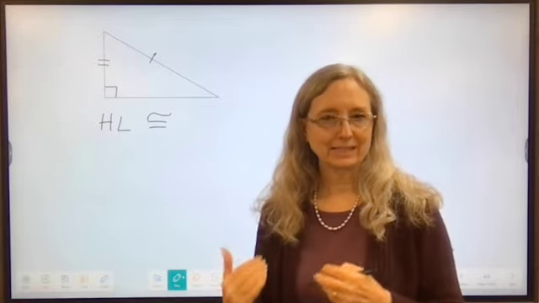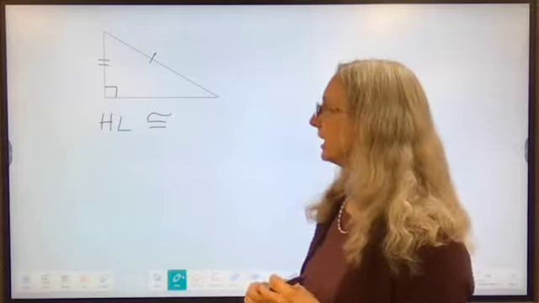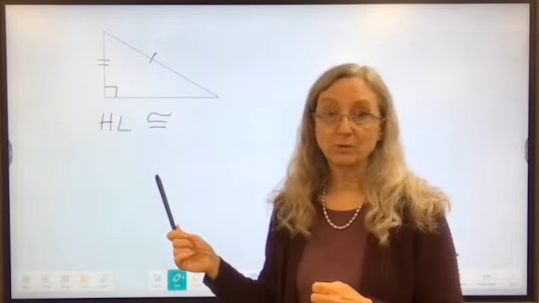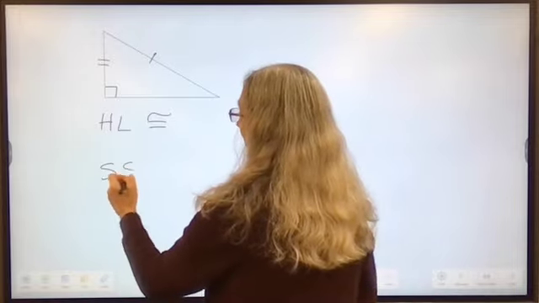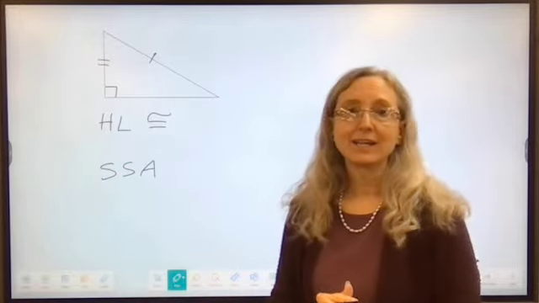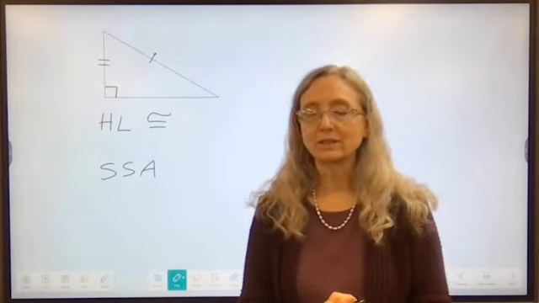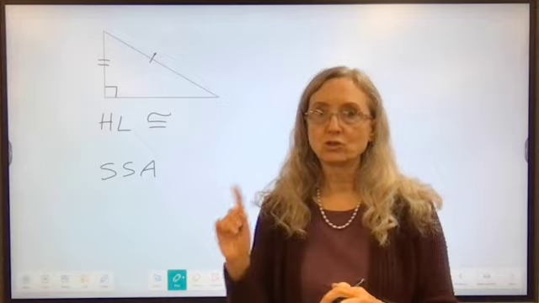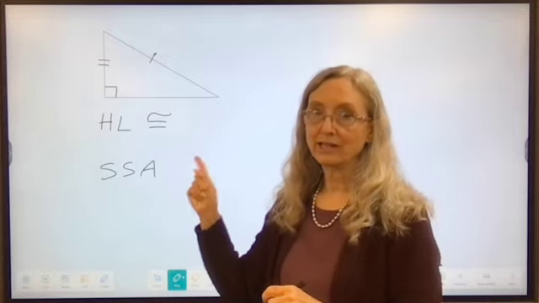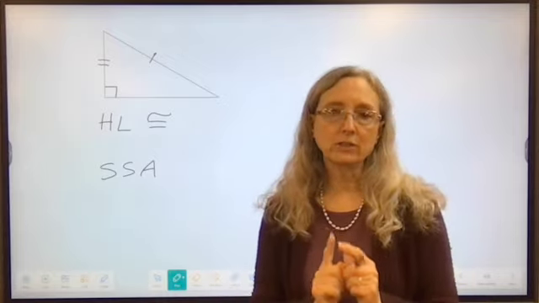Why does this work? Because this doesn't have a corresponding angle. In fact, it would be side-side angle, and in another triangle, side-side angle does not work. In a right triangle, though, it does. Don't write side-side angle. You have to write HL. But it does work, and here's why.